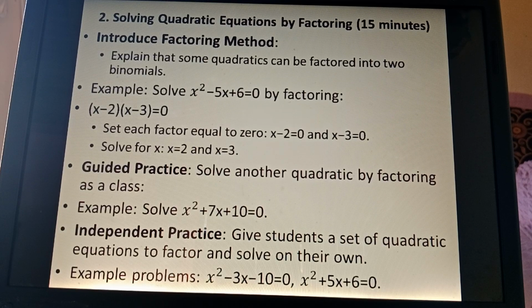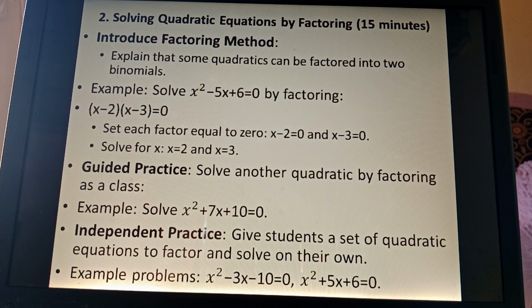Solving quadratic equations by factoring will take 15 minutes. Introduce the factoring method. Explain that sometimes quadratics can be factored into two binomials. Example: solve x squared minus 5x plus 6 is equal to 0 by factoring. You can see how we solve that and come to the answer (x minus 2)(x minus 3) is equal to 0 in my other video of examples of solving quadratic equations.